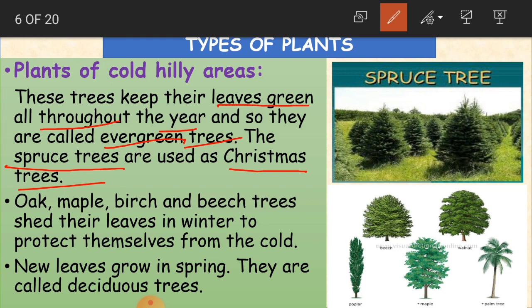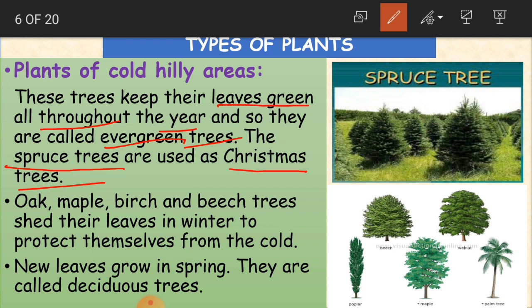I hope you have all seen a Christmas tree, everyone. This tree is named the spruce tree, but we call it the Christmas tree. If you observe the Christmas tree, it has a cone shape, and the leaves are always green in color. So this is an example of an evergreen tree.